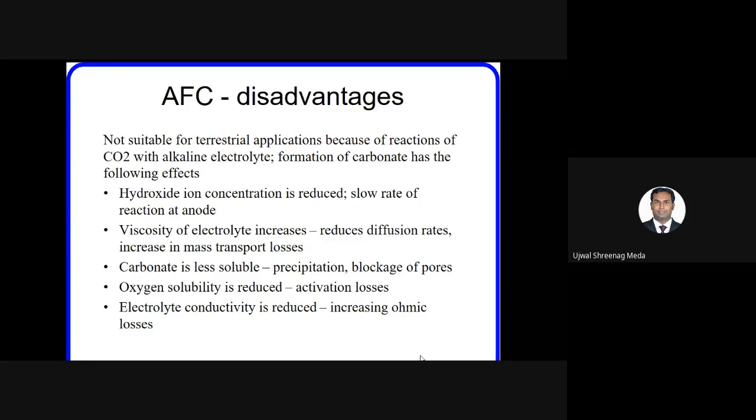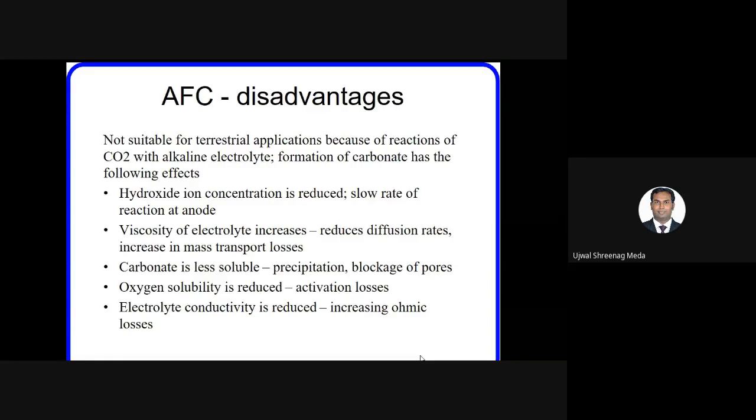One of the major disadvantages of AFC is that if the fuel, the hydrogen, contains even traces of carbon dioxide, that is not acceptable. The carbon dioxide present in fuel reacts with the electrolyte forming carbonate. If the electrolyte is potassium hydroxide, potassium carbonate is formed, and if the electrolyte is sodium hydroxide, then sodium carbonate is formed. Comparatively between the two, the sodium carbonate is less soluble, tends to precipitate and gets settled down. Potassium carbonate is comparatively soluble.